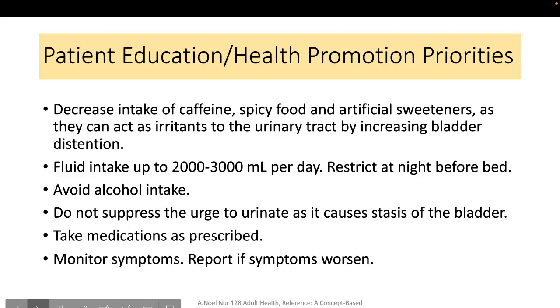Also, avoid over-the-counter drugs that promote urinary retention, such as anticholinergics, antihistamines, and also decongestants. So we have to be careful with that as well.